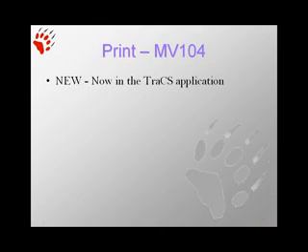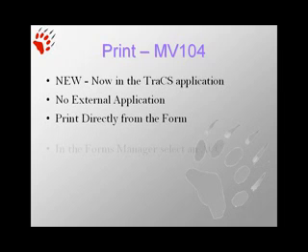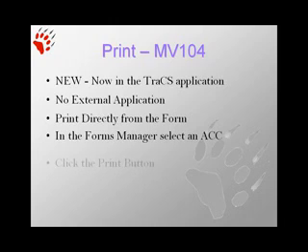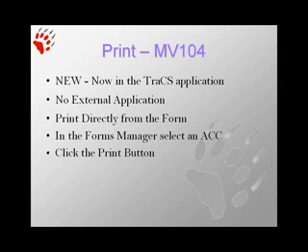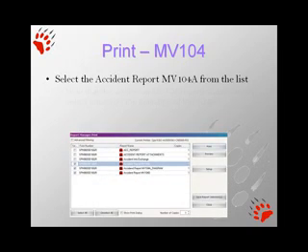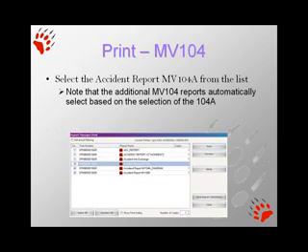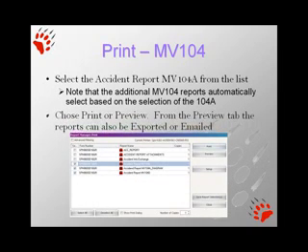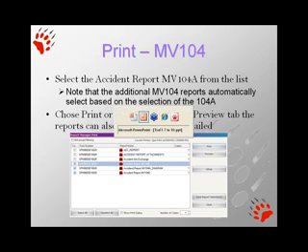The MD104 print is now in TraCS. There's no external application once you go to 10. Yay! All right, so you can print directly from the form. I'm actually going to show you how to do this in a second. So you're going to select the ACC, you're going to click the print, and it's going to give you the box to choose from. And when you select the MD104, it'll select any other MD104 forms that go along with it.